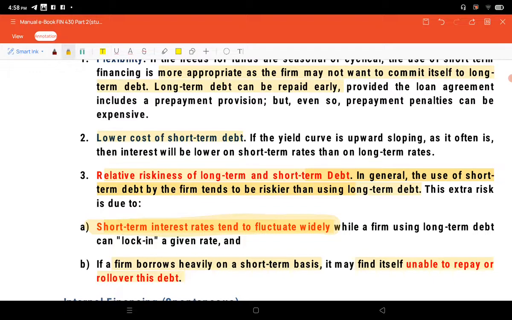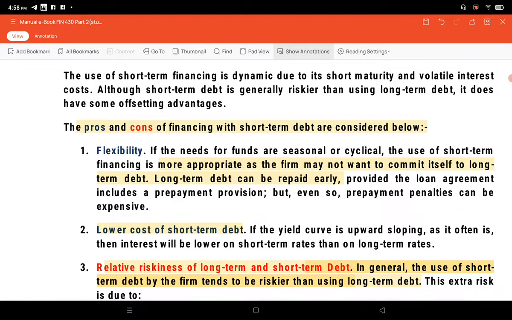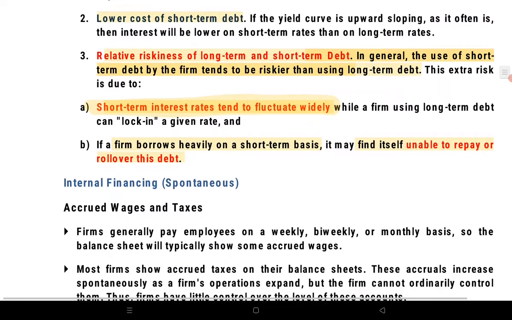Tetapi bagi saya kalau kita tengok memang short term debt is quite risky dalam keadaan repayment, dari sudut pembayaran balik. Tetapi ada keadaan di mana kadar interestnya tidak terlalu tinggi, dan ada juga keadaan di mana interestnya agak tinggi. So itu adalah pro and cons untuk short term financing.